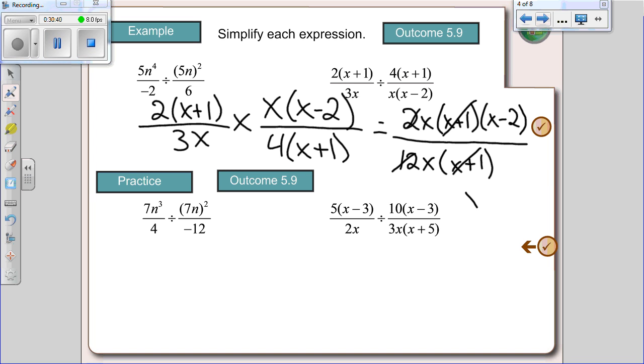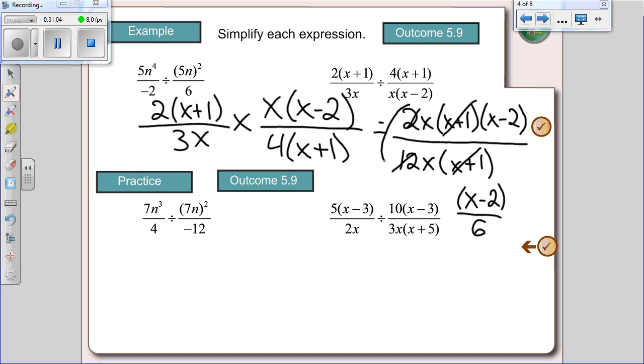Now you need to state your non-permissible values. Flip back to the very beginning. 2 divided by 12 is 1 over 6, right here. 2 divided by 12 simplifies to be 1 over 6. That's math practice.